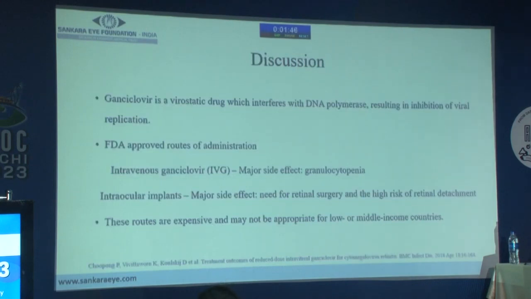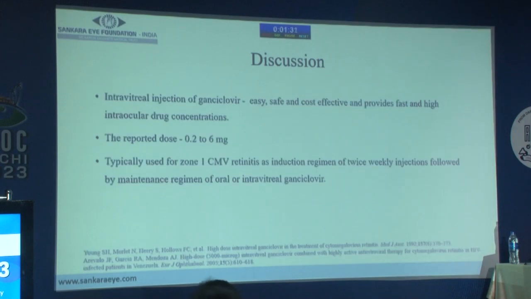Ganciclovir is a virostatic drug which interferes with the DNA polymerase, resulting in inhibition of viral replication. FDA-approved routes of administration are intravenous ganciclovir and intraocular implants. These routes are expensive and may not be appropriate for low or middle-income countries. Intravitreal injection of ganciclovir is easy, safe, and cost-effective, and provides fast and high intraocular drug concentrations. The reported dose ranges from 0.2 to 6 milligram.